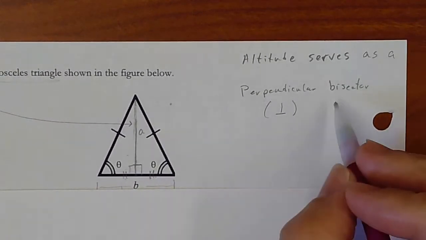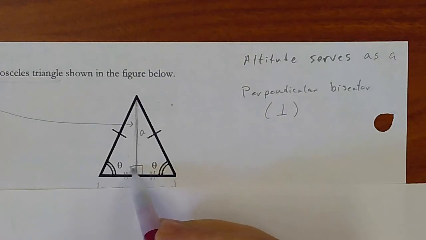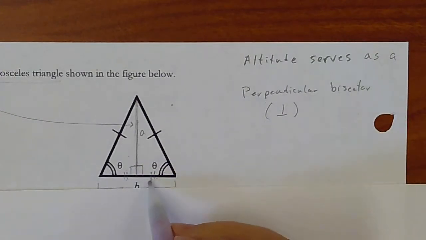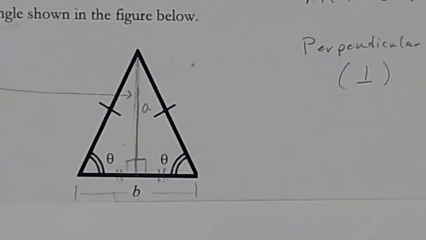All right, so it does just as it explains. If you drop that line down, you get a perpendicular line, meaning right angles, and it bisects this into two equal halves. If you want to write that in there, I put those like two little line segments to show that they are equal. Okay?